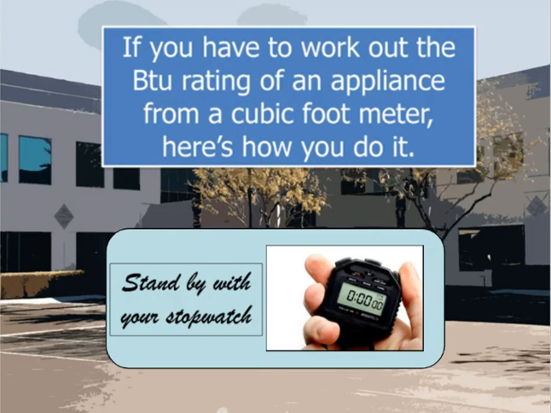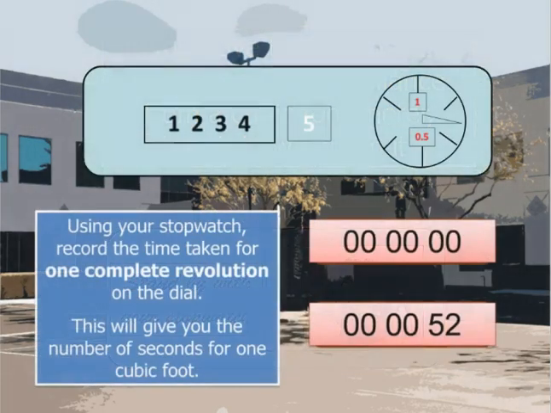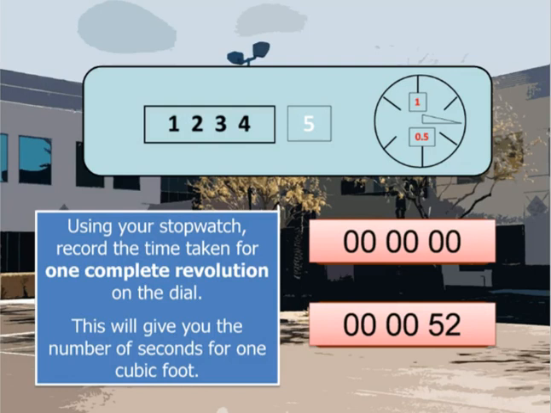If you have to work out the BTU rating of an appliance from a cubic foot meter, here's how you do it. Using your stopwatch, record the time taken for one complete revolution on the dial. This will give you the number of seconds for 1 cubic foot.